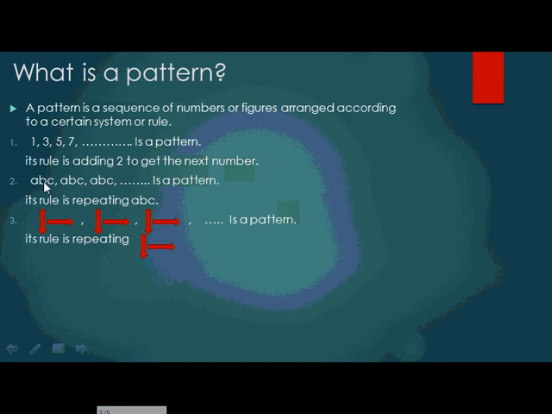Here we have ABC, then ABC, then ABC is a pattern. Its rule is repeating the ABC every time. Now we have two arrows, one looking down and one to the right. Down, right, down, right is a pattern, and its rule is repeating the arrows one down and one right.